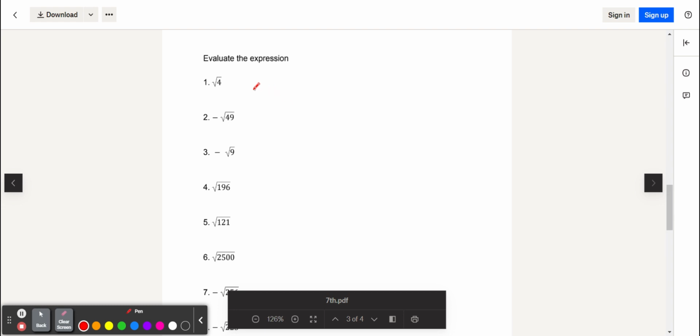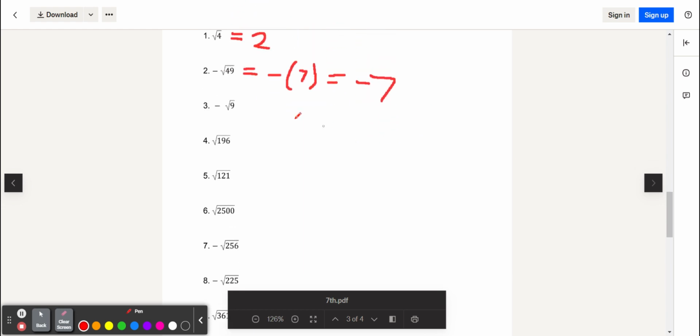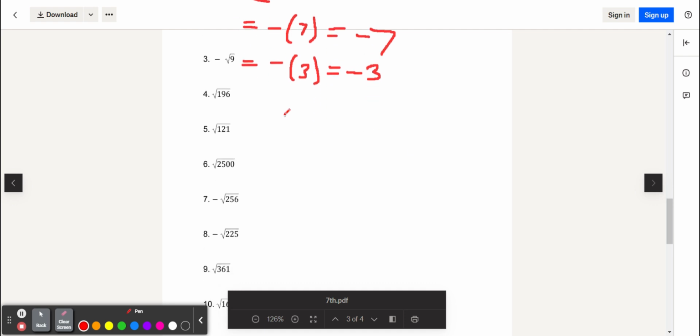Then this section has us evaluate the expressions with square roots. And if you don't know, a square root means what number times itself will give you the value. So the square root of 4 is 2, because 2 times itself is 4. Here we have negative, and then the square root of 49 is 7. So the negative sign is in front, and it gets applied last, which means our final answer is negative 7. Here is the same concept, negative, and then 3 is the square root of 9. So our final answer is negative 3. And you can continue for the rest of these.